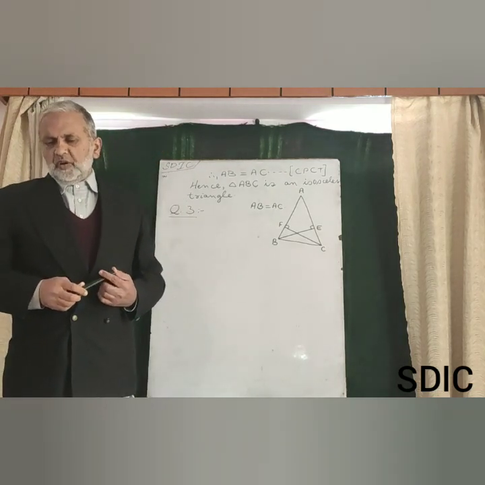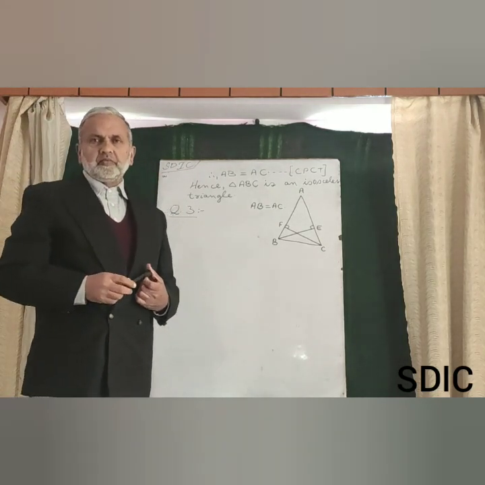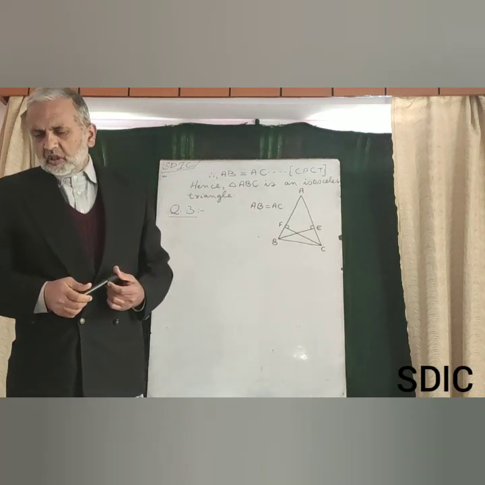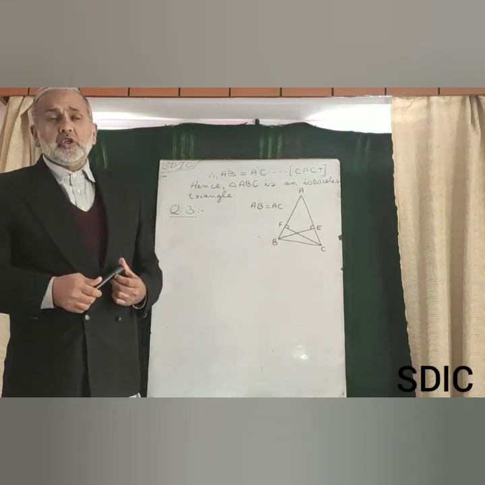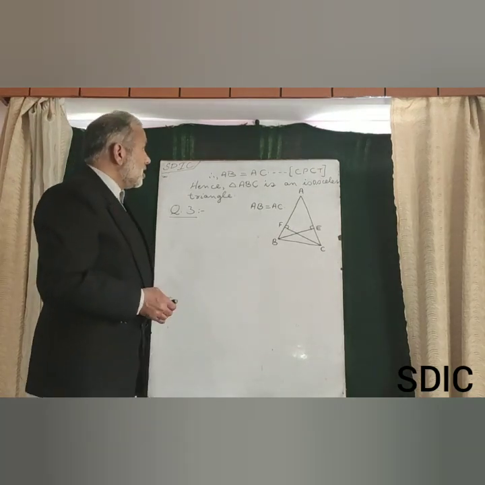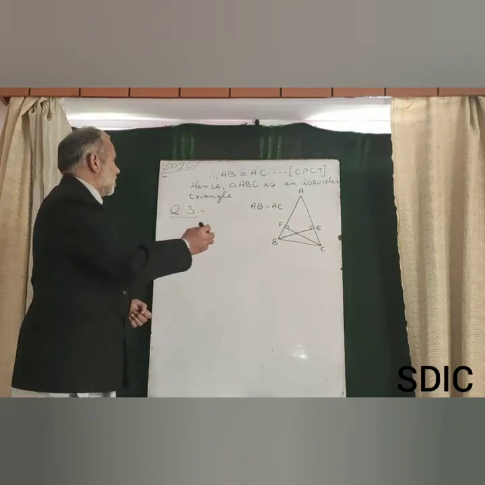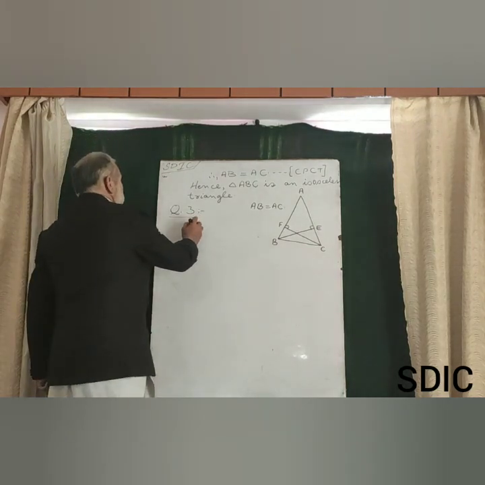Now this will be followed by what is to be proved. You can see from the statement we need to prove that these altitudes are equal. BE we have to show is equal to CF. Let us prove this. This is the proof for this.